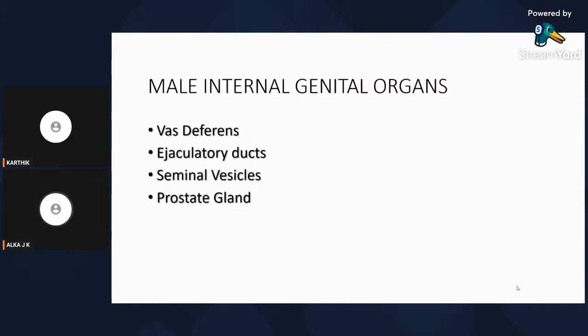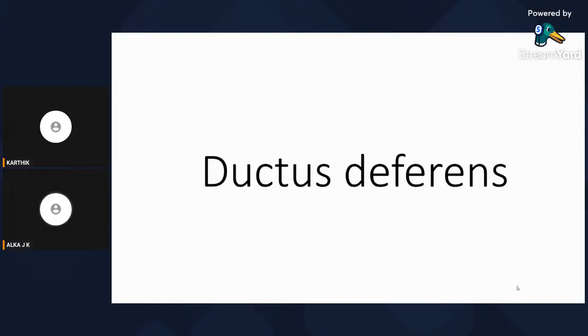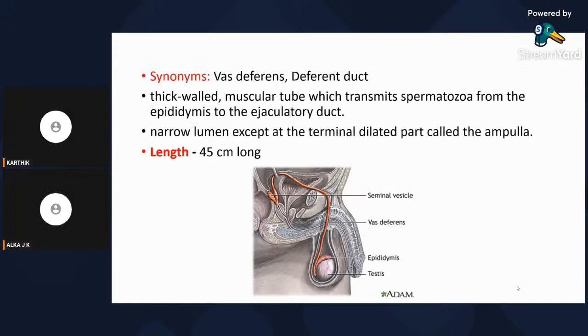Next are the male internal genital organs. In that, most important is the vas deferens. It is coming for 5 marks, my students, so see carefully. It is also known as vas deferens, ductus deferens, or deferent duct. Any one name they will give in the exam, so don't get confused. It is a thick-walled muscular tube which transmits spermatozoa from the epididymis to the ejaculatory duct.